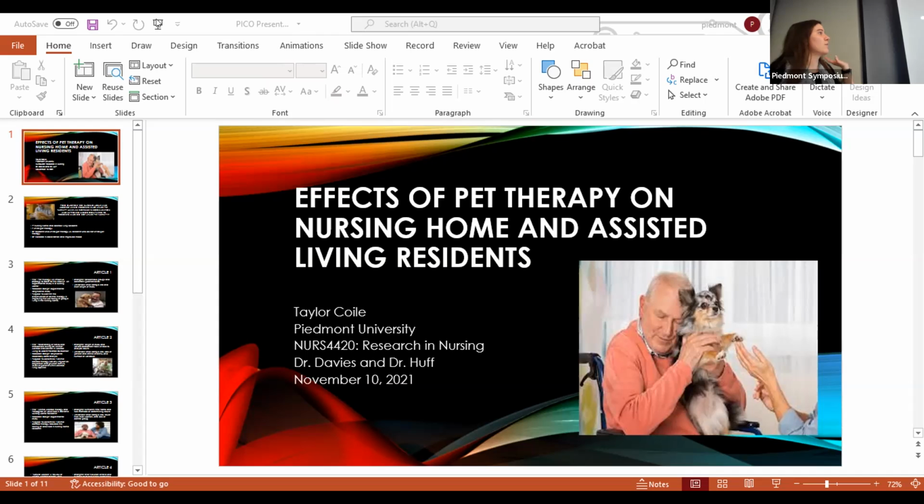So I did find numerous common themes within these articles, and they all concluded that it was beneficial in some form or fashion. Some found they were more social. They had enhanced quality of life, enhanced ADLs, but the common theme in each article was that it was beneficial in some form or fashion. And also a common weakness, like I kept saying, was small sample size.